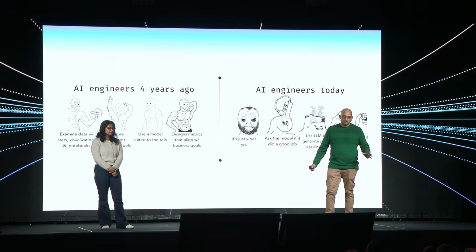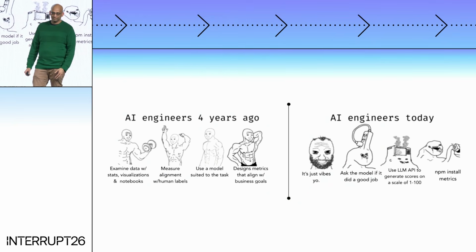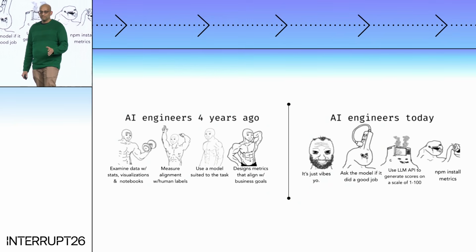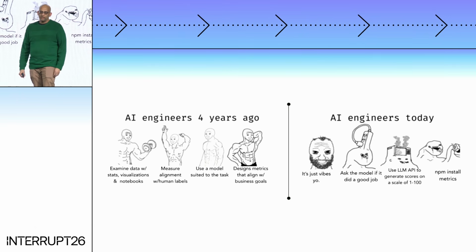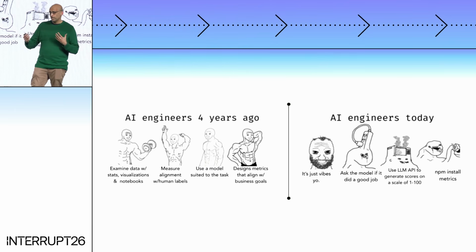So, okay, let's take a step back. How do we get here? Okay, so let's look at ML engineering, data science 4 years ago. So we used to examine the data really carefully, look at the data, visualize it. Anytime you had a model or a prediction, you would be very careful to make sure you align it with human labels. You're very careful to use the right tool for the task. And when it came to designing metrics, we really take a lot of care to make sure those are aligned with business goals and the metrics made sense.